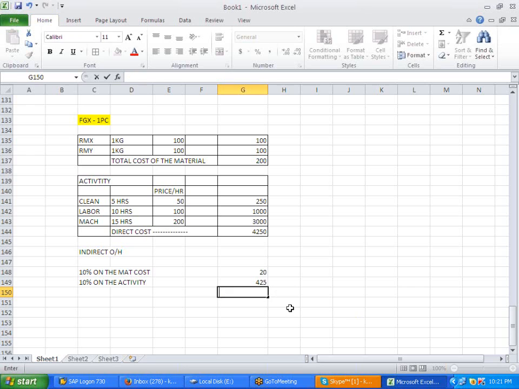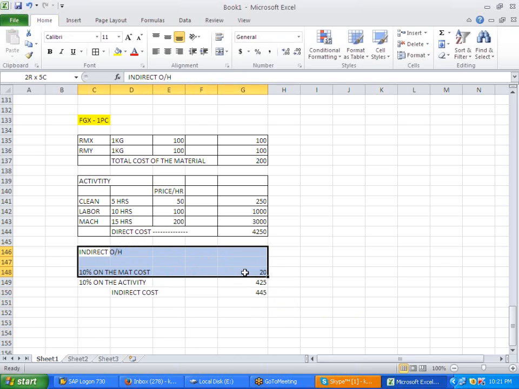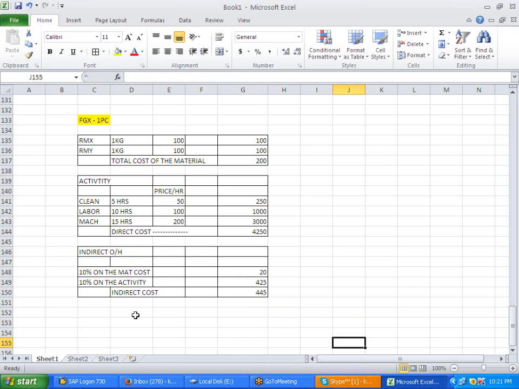So what I want to say is this is my indirect cost. Now you tell me, what is my total cost? If I want to manufacture one piece, this plus this plus this. 4895, right? This in SAP we call a standard cost.